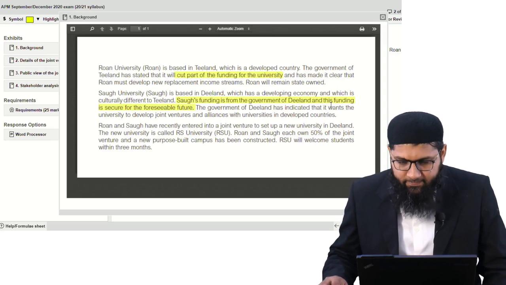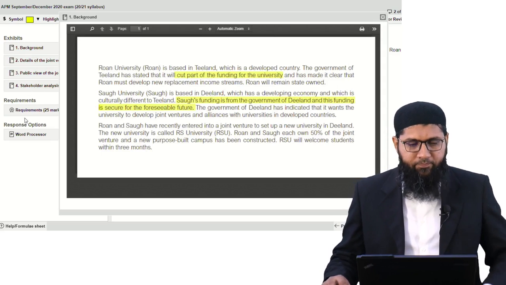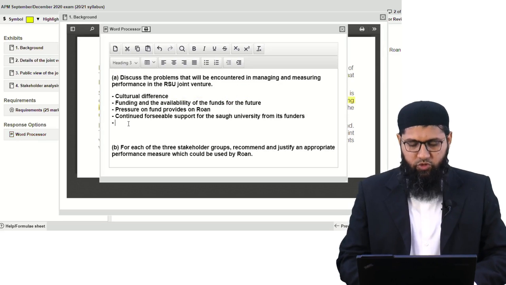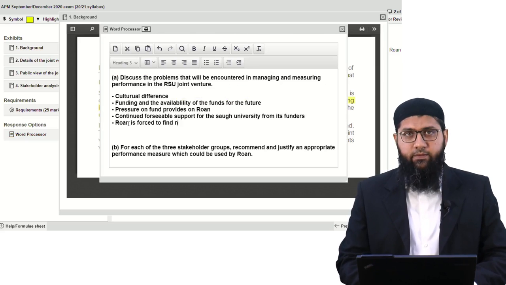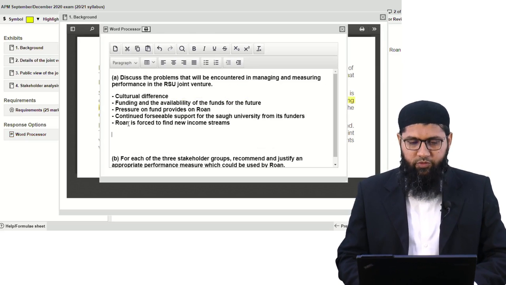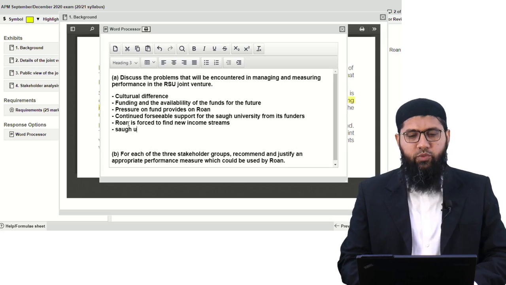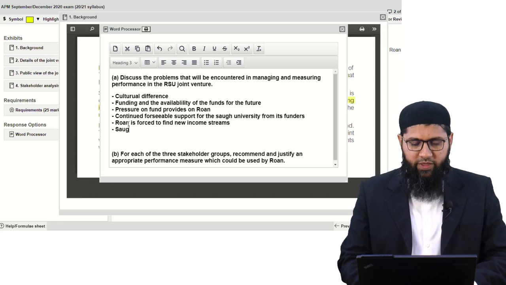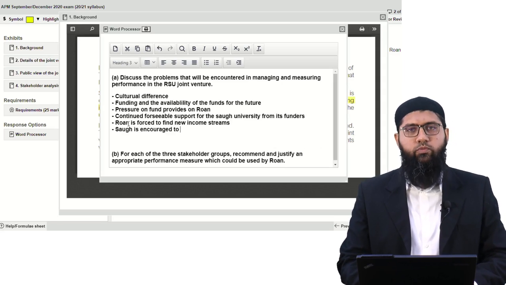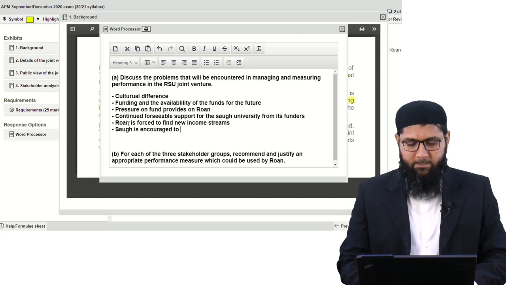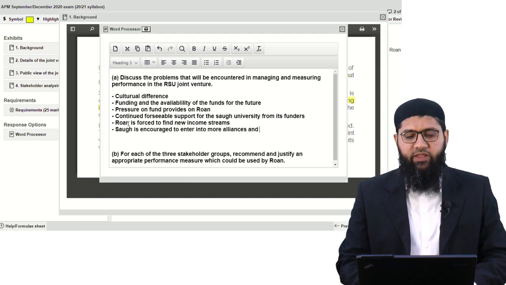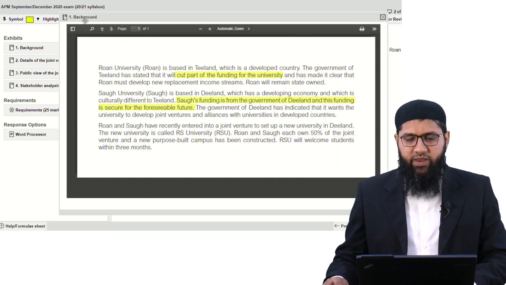What else is there? Roan is forced to find new income streams, whereas Seoul University is encouraged to enter into more alliances and joint ventures.